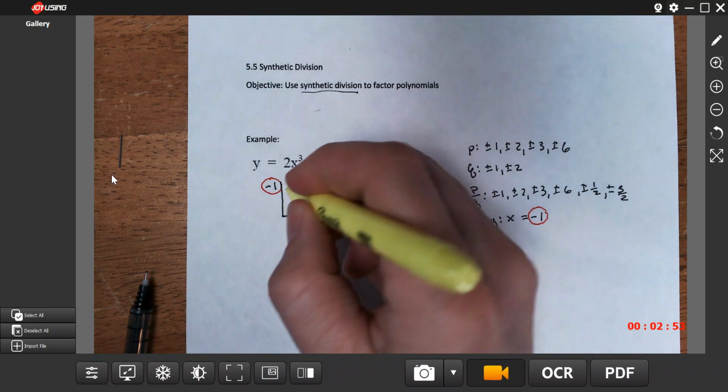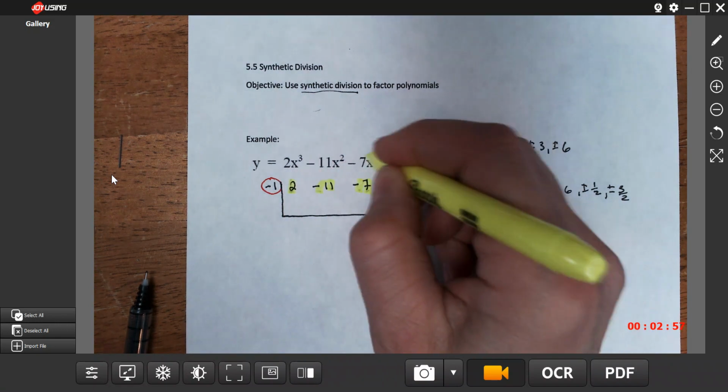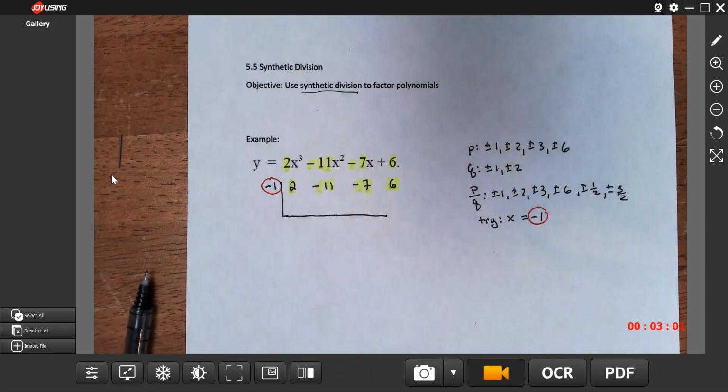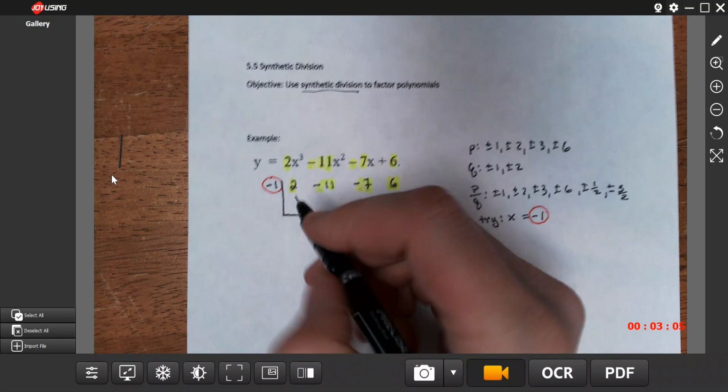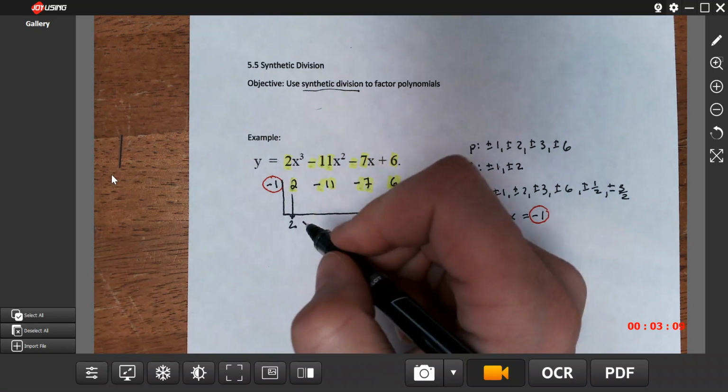Let me also color code that. In yellow, I'll highlight where these values came from. They were the coefficients on the polynomial. And now we bring down the first term. So the 2 goes there.